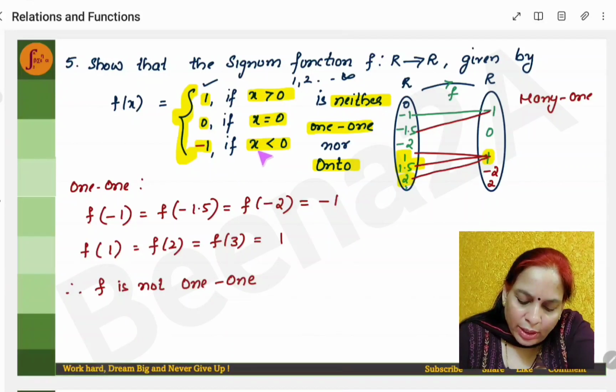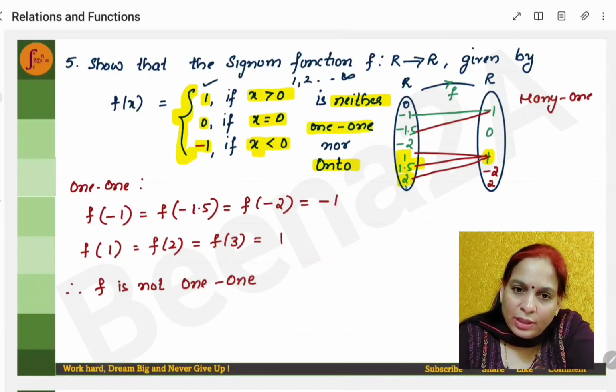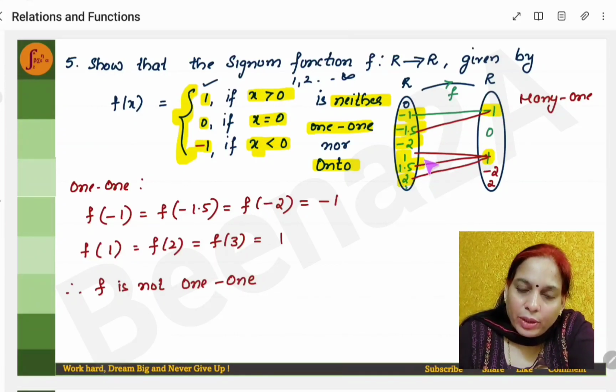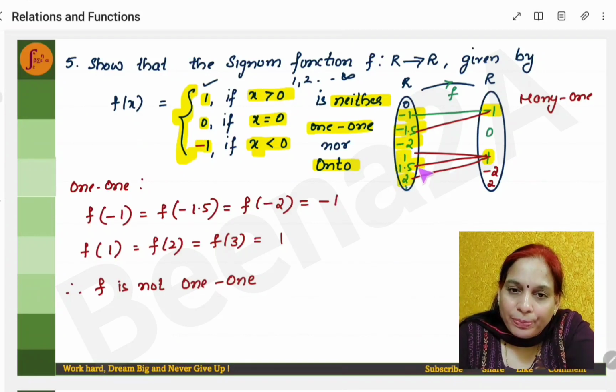Similarly, if you take x less than 0, that means you take negative numbers: minus 1, minus 1.5, minus 2. Now all these numbers will give you f of x as minus 1. So all the negative numbers are mapped to minus 1. This itself tells it's many to 1. Many elements in this set are mapped to one element in this set. So it's many to 1.